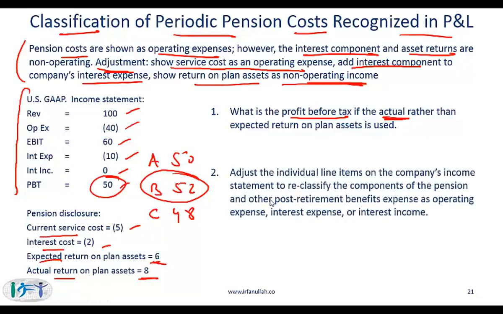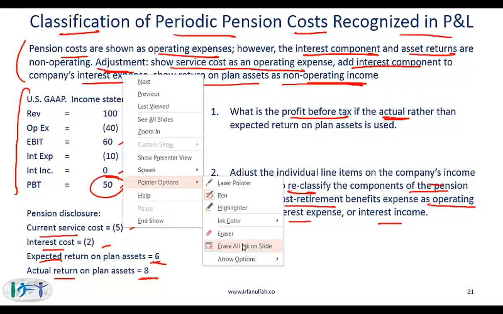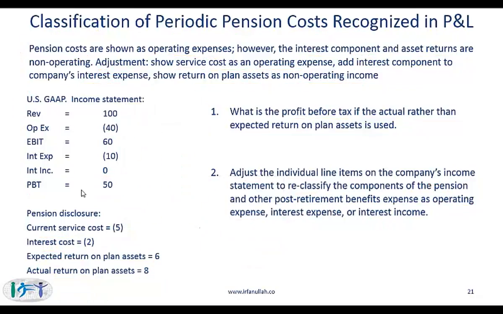The slightly more complicated question is this one. Adjust the individual line items on the company's income statement to reclassify the components of the pension and other post-retirement benefit expenses. In this case, we are just looking at pension. We need to classify this as operating, interest expense, and interest income. So what do we do here?